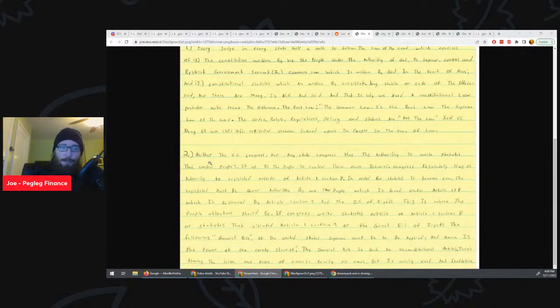This is kind of hard to read, handwritten and all. So, if Congress writes statutes outside of Article 1, Section 8, or statutes that violated Article 1, Section 9, or the Great Bill of Rights, the following general rule, in quotation marks, of the United States Supreme Court is to be applied.